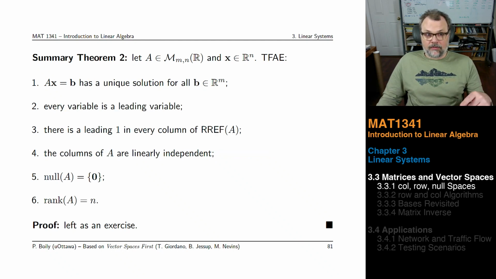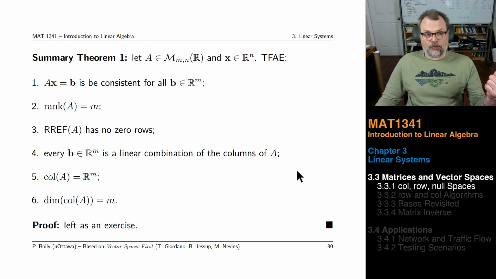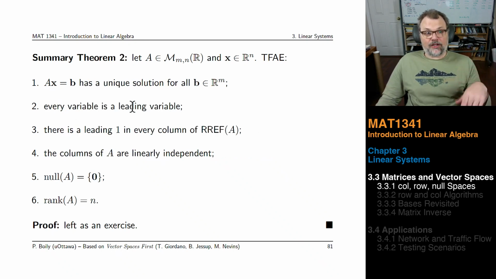Here's a second theorem. Here we're talking about the system specifically, right? So if A is an n by n matrix, x is a vector in n-space, then the system AX equals B has a unique solution for all B, as opposed to it's consistent. So we're talking about unique solutions. Unique solution, every variable is a leading variable. There's a leading one in every column. That's important. The columns of A are linearly independent, the null space of A is 0, and the rank of A is n. When I say the null space of A is 0, I mean it's the 0 subspace.